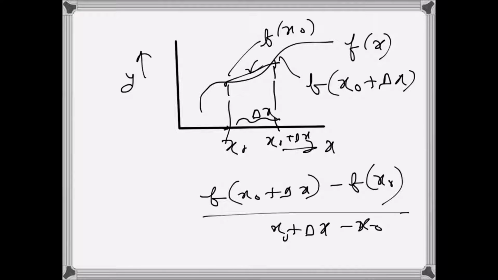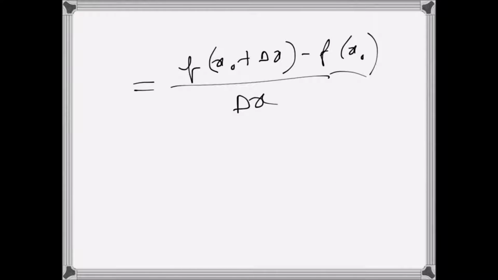But if we take this point very close to the original x0, that means we make the second point very close to the original, or we can say that del x is very small, infinitesimally small, so small that del x tends to 0. So basically it's just a little bit away. Then this straight line actually becomes the tangent, and this expression becomes the gradient of the tangent.